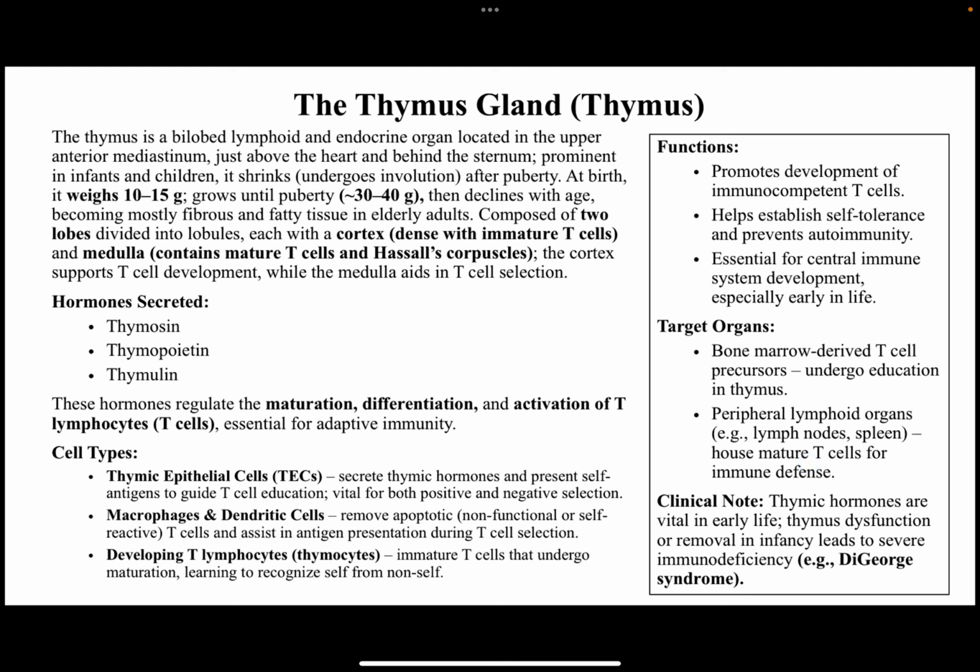Now, the key fact that you need to understand about the thymus gland is that this gland or this organ is part of the lymphatic system, and it's also part of the endocrine system.